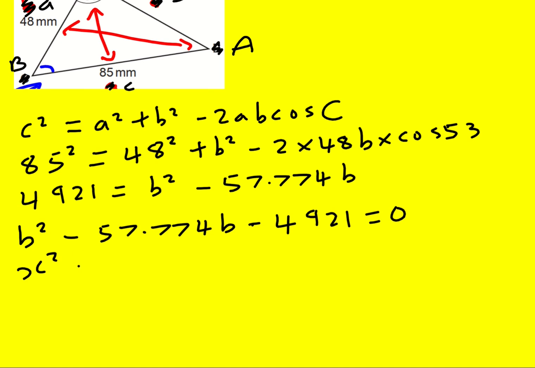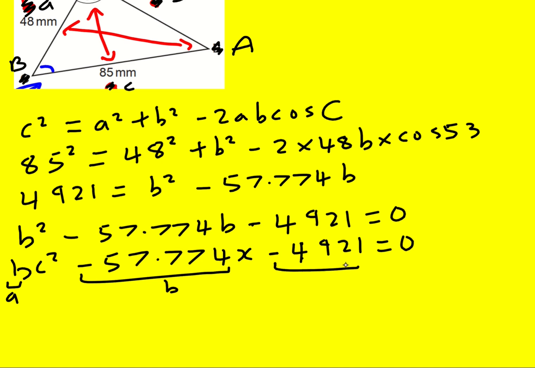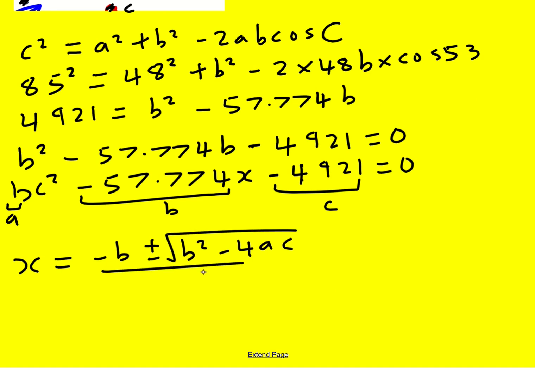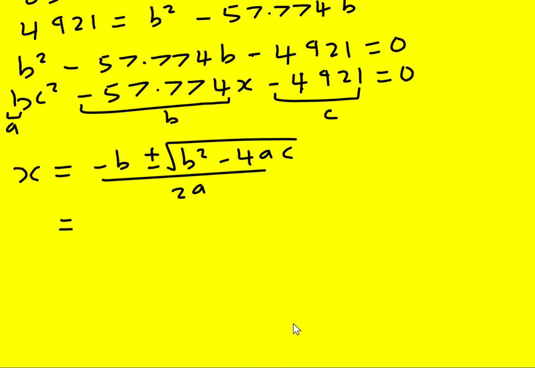I'm just going to replace it by x, because it's quite confusing when you have the quadratic formula, which involves a, b, and c, to then have your unknown, or the thing you're trying to find, as b as well. So we've got a here, we've got b here, and we've got c here. So x is minus b plus or minus the square root of b squared minus 4ac, over 2a. We've got a double negative here, so it's just going to become 57.774. Notice I'm using it to 5 significant figures roughly. I'm going to round it ultimately to 3. So I've got enough accuracy going on.